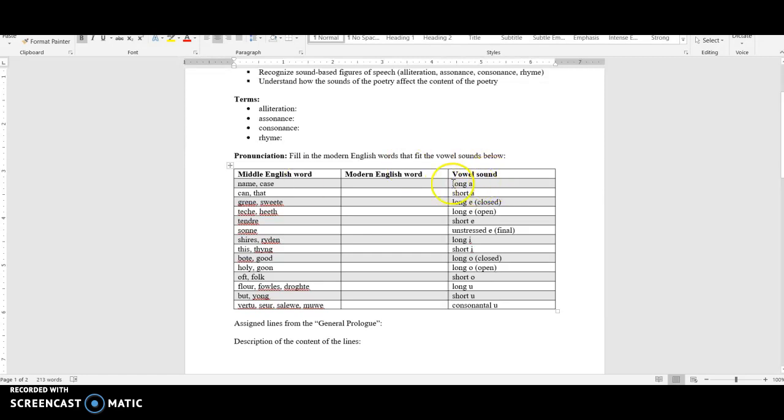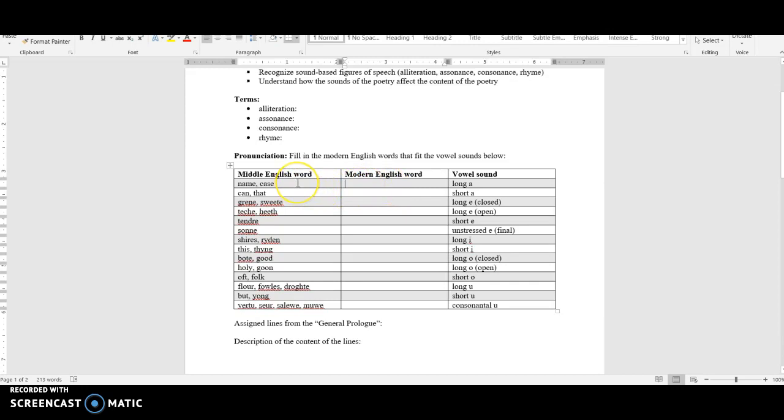But I'm also going to give you examples of all these types of vowels. So these are sort of what the names of the vowels are. These are the Middle English words that contain those vowels. And then you are going to write in the Modern English words that I'm going to tell you. So in class, I would pronounce the Middle English words and ask you to come up with the English words.